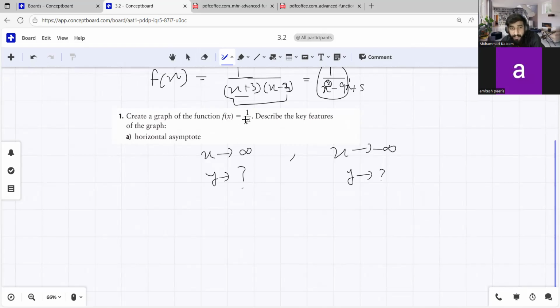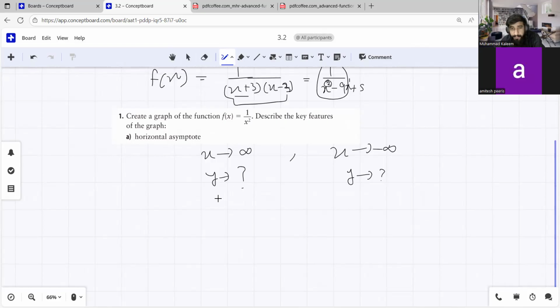And how can we find it out? We will just put a bigger number in it, like 1,000 in positive, and in negative you can put -1,000, and then check the behavior of the function. Which value is the function approaching? That will be our horizontal asymptote.